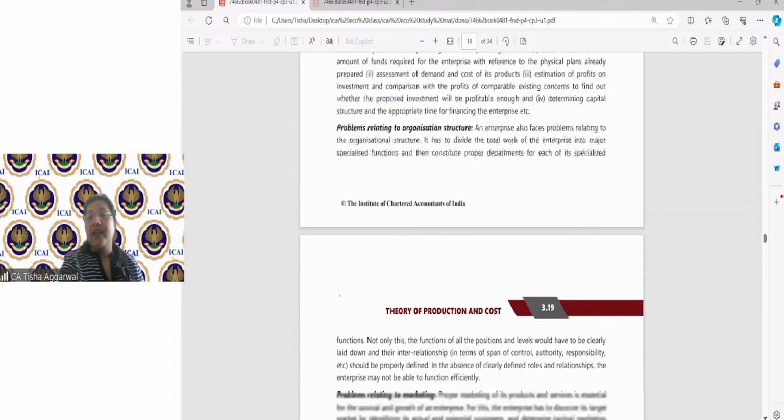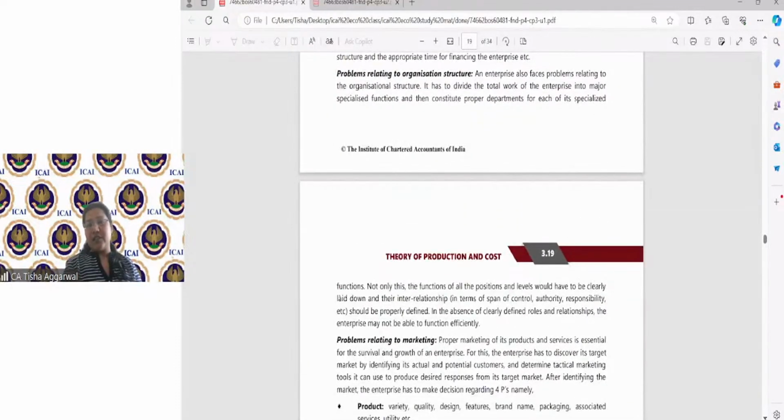Okay. Next is problem relating to organization structure. When I say problem relating to organization structure, it has to divide the total work of the enterprise. What should be the proper departments, how they should be done, how it is to be functioned, what is the interrelationship, what is the span of control, authority, responsibility. That has to be clear and very crisply demarcated. What should be the roles of relationship, how we can function it properly, everything should come under this.